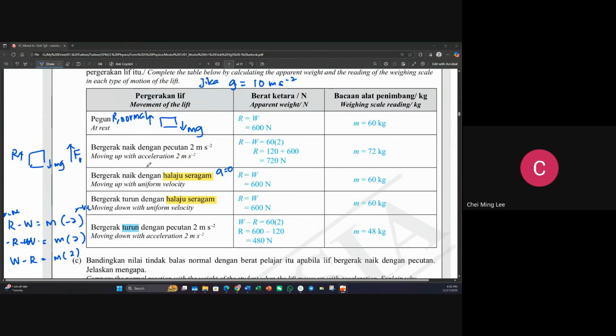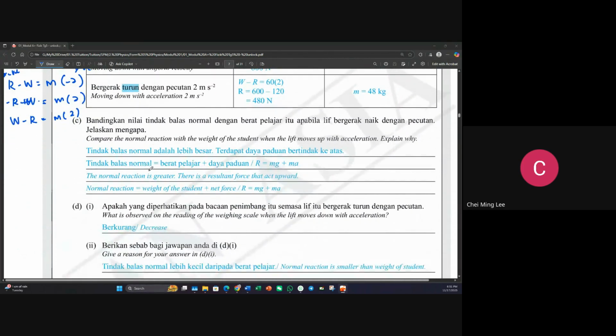Okay, done. So let me go. Let us compare the normal reaction with the weight of the student when the lift moves up with acceleration, and explain why. Because when it moves up, the normal reaction is greater because the resultant force acts upward. So the normal reaction is equal to the weight of the student plus the net force, which is mg plus ma. That's why the weight will go up, the weight will get higher.